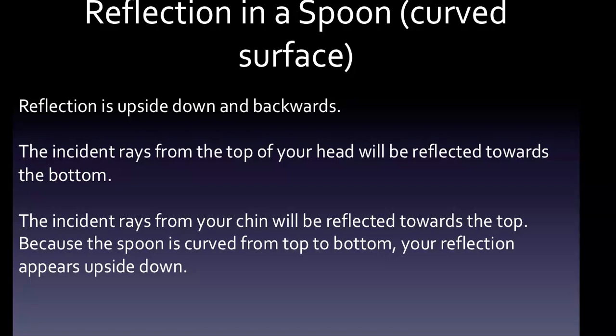So let's talk about this for a minute. If you look at your own reflection on the inside of a spoon, you'll end up seeing an image that is upside down and backwards. The incident rays from the top of your head will be reflected towards the bottom. The incident rays from your chin will be reflected towards the top. Because the spoon is curved from top to bottom, your reflection appears upside down.